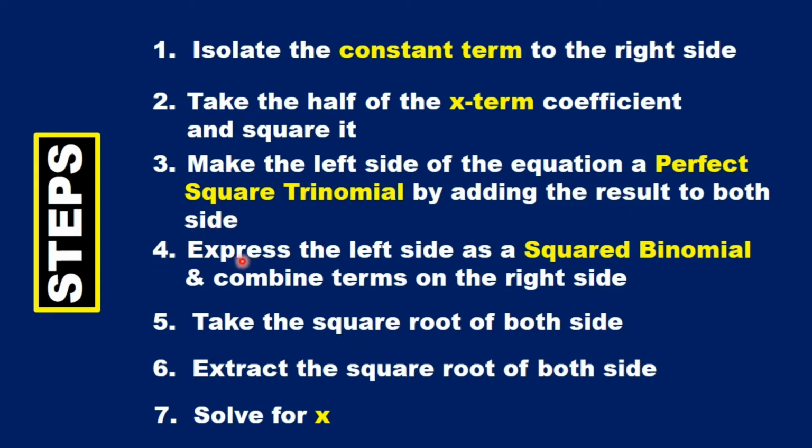4. Express the left side as a squared binomial and combine terms on the right side. 5. Take the square root of both sides. 6. Extract the square root of both sides. 7. Solve for x. Problem number 1.